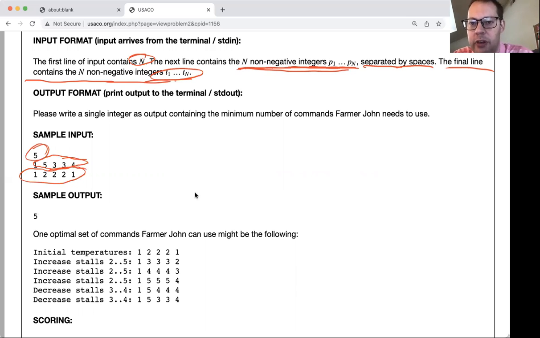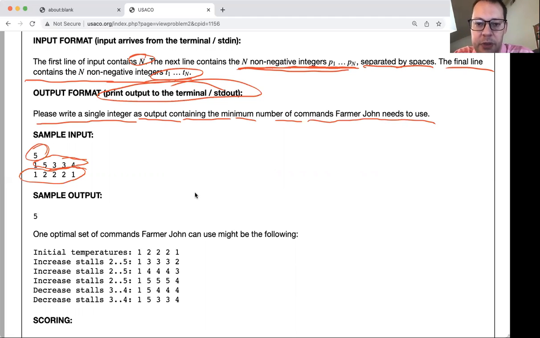For our output, which is also just going to be printed to the console, please write a single integer as output containing the minimum number of commands Farmer John needs to use. In this particular example, it's 5. Let's see if we can see why. The initial temperatures are 1, 2, 2, 2, 1, and we want to get to 1, 5, 3, 3, 4. The way they did that was first by increasing stalls 2 through 5. So that's this entire back half right here.